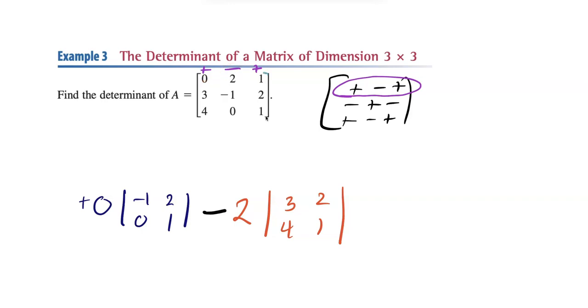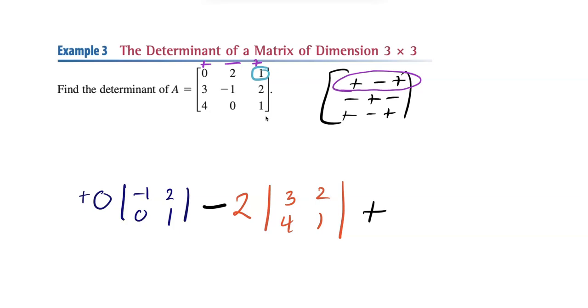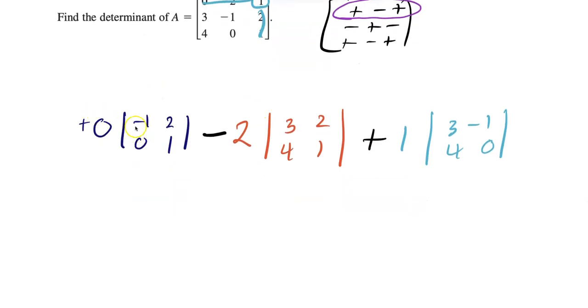All right, we're going to circle that cofactor. This one's a positive in between, so plus. And we have 1. Cancel its row and column, and we're left with 3, -1, 4, 0. Okay, so what do I do next? Well, now I got to solve all these 2 by 2s and then multiply them all together.